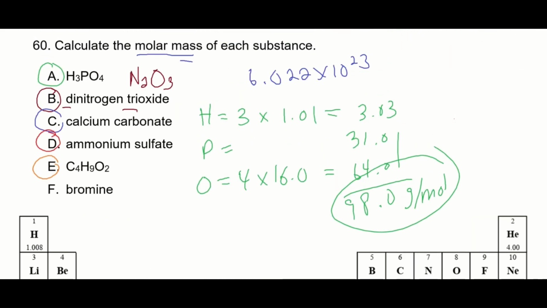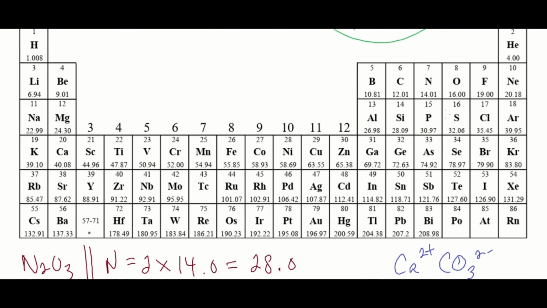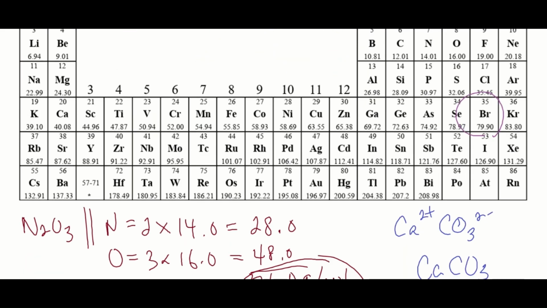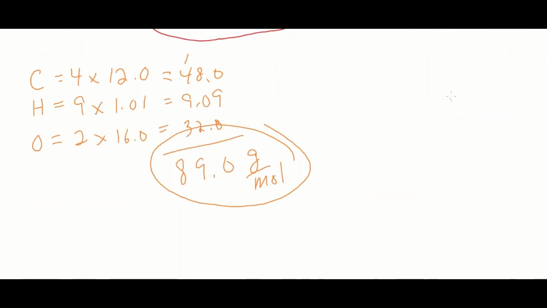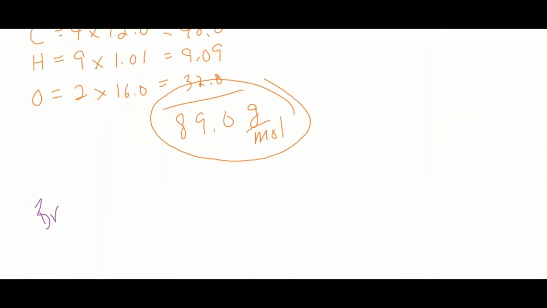Right, and then finally, bromine is a diatomic element, so the formula is Br2. There's 2 bromines, 79.9. So it's just 80 times 2 minus 0.2. So that's 159.8 grams per mole.